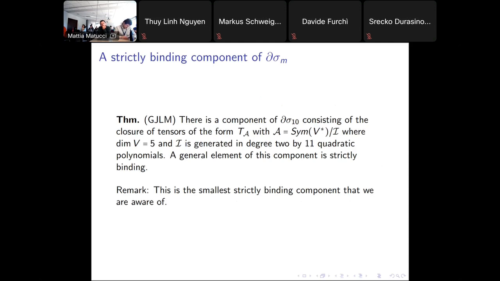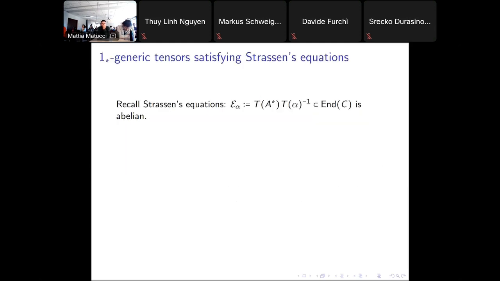Previously, the only thing that was known was components where the general element was one generic, which actually I expected to persist, but it didn't. And this is the first violation of that we discovered. Right.